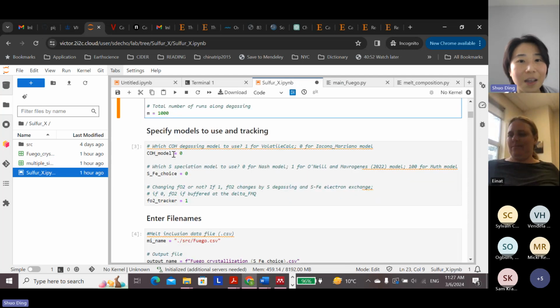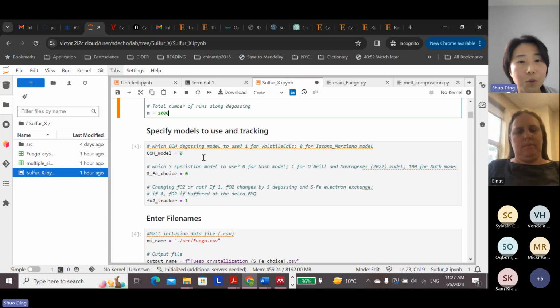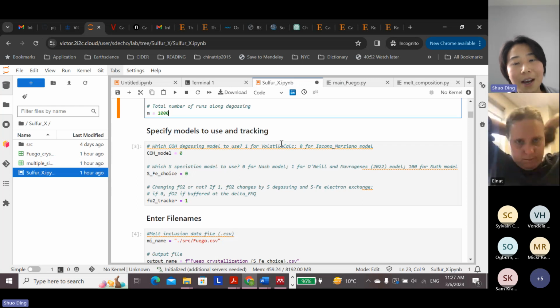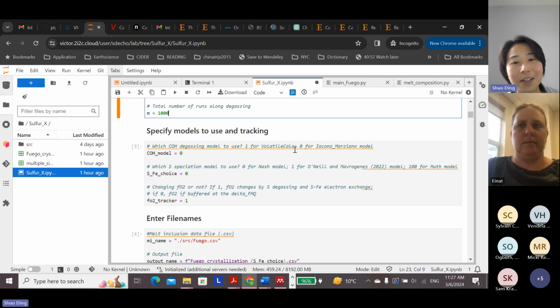And then because SulfurX runs connected to a CO2-water degassing model, here we have two models to choose. One is VolatileCalc, a relatively early model. I guess one should only use VolatileCalc for a very dry system, like if you want to look at MORB or maybe ocean island basalt. And 0 is the Iacono-Marziano model, which is more applicable to arc magma.